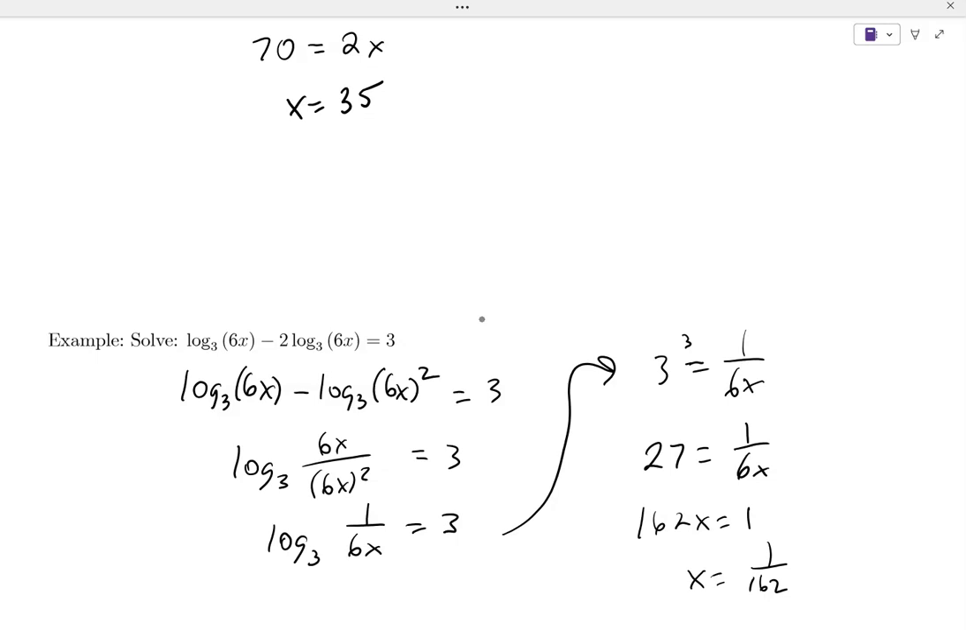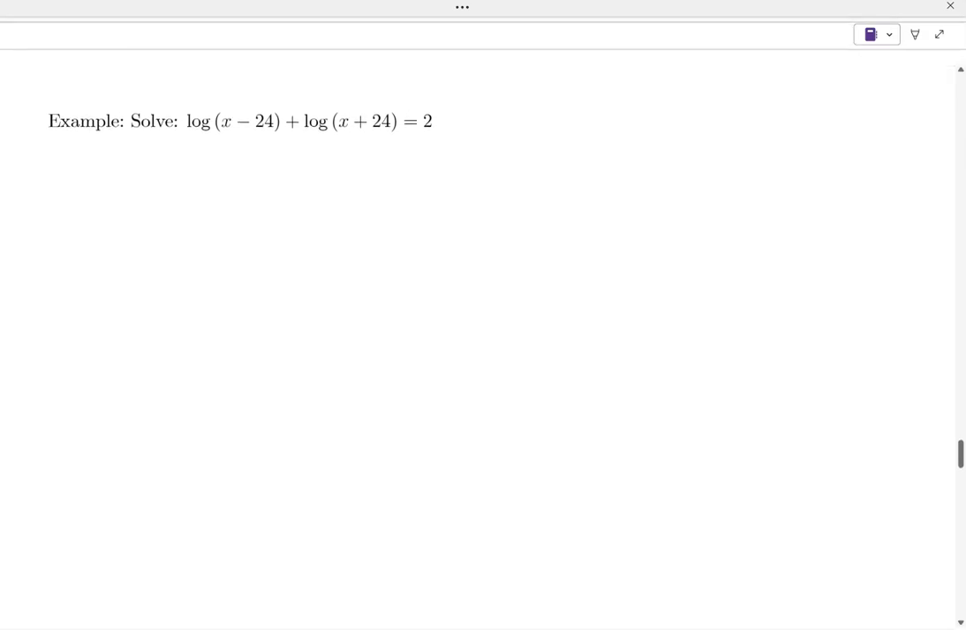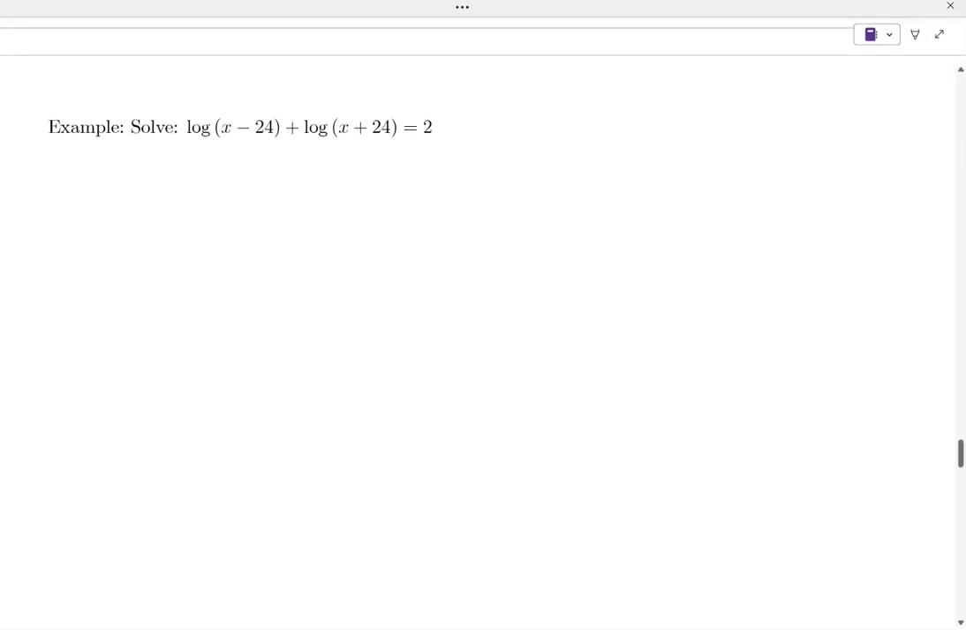So again, the idea with these is to make a single log on that one side, and then once we've got it in that single log, write it in its equivalent exponential form like we did before. Sorry about stumbling over the words there. All right. Work on the next one for a minute and then we'll chat about it.